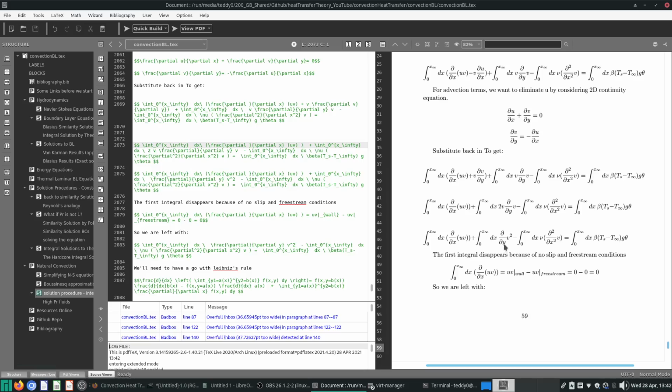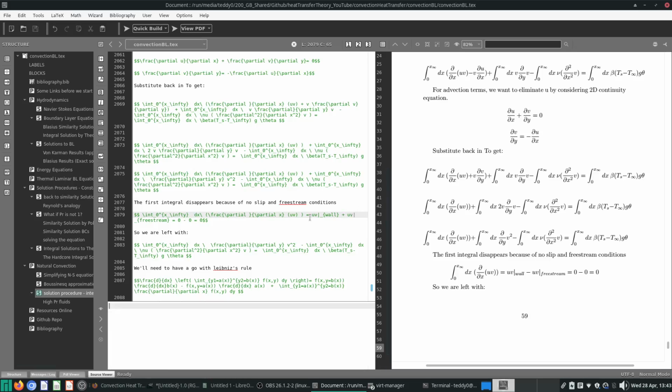Of course I can actually just say that d by dy of V squared equals 2V del V del y. That's just standard algebraic differentiation. Then what about the first integral? The first integral will be quite straightforward to evaluate. We just need to evaluate UV at the wall, which is 0, and UV at the free stream, which is also 0. I think that's a typo here.